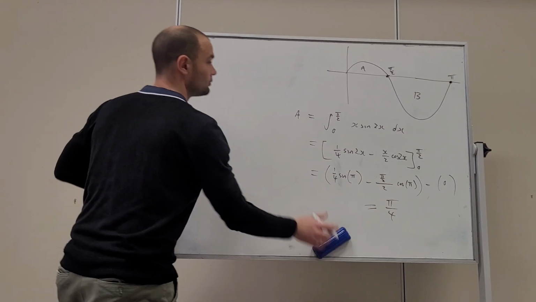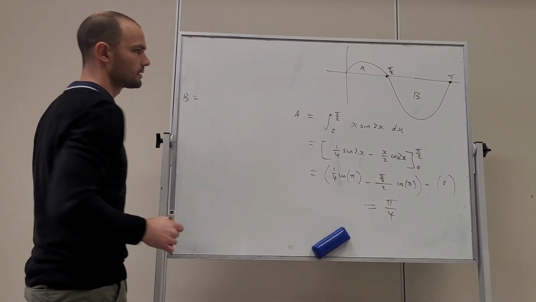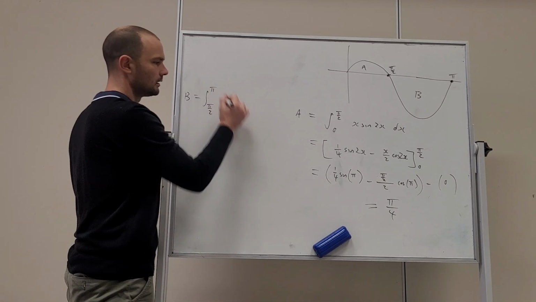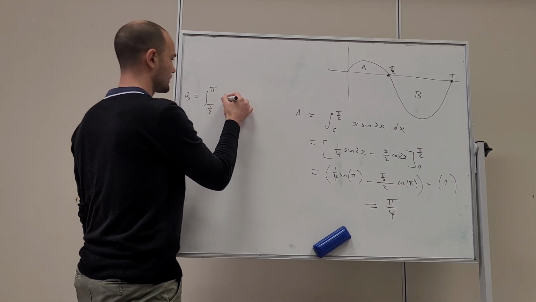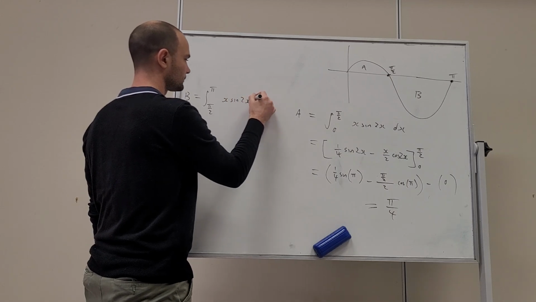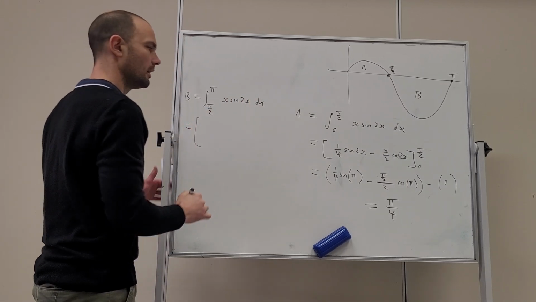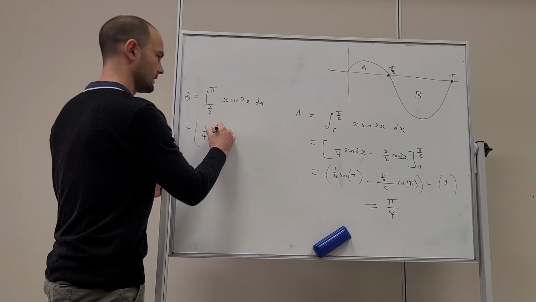B equals, and we're going to have the integral from pi on 2 to pi of x sine 2x, and we'll just keep processing here.